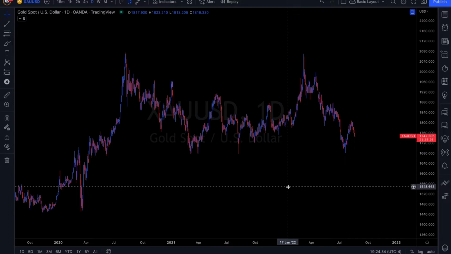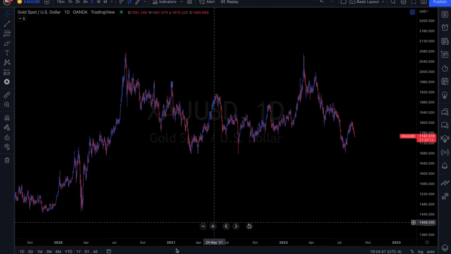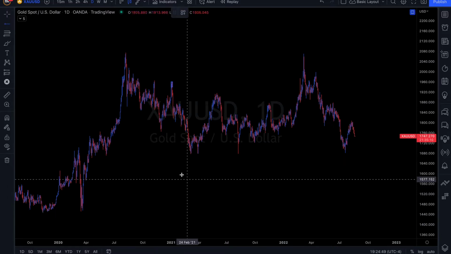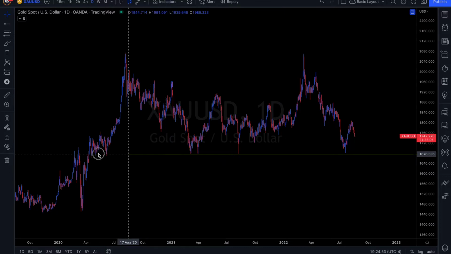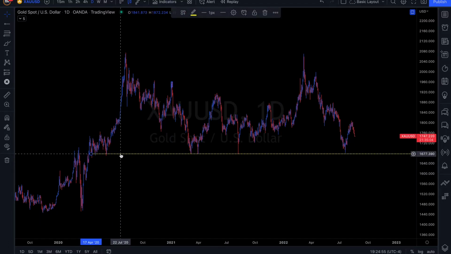So on gold, let's first get out the way: where is price likely to go? Where are areas that price is very likely to go? Let's go ahead and mark out actual points of interest, right? So for me right away, this right here is a major point.